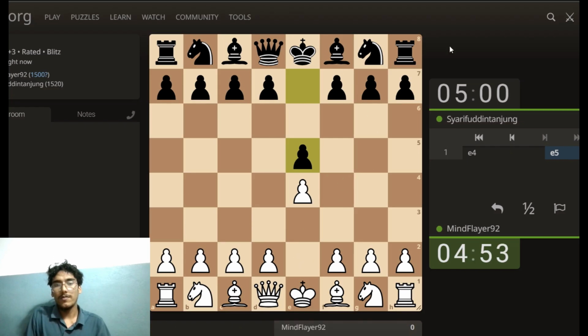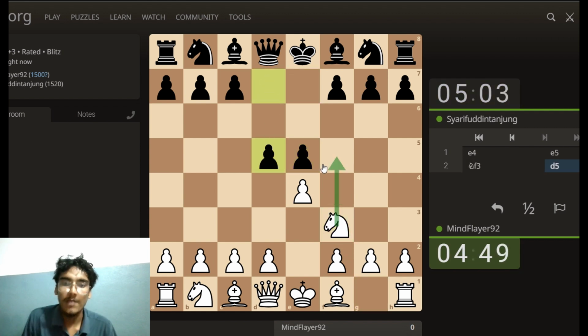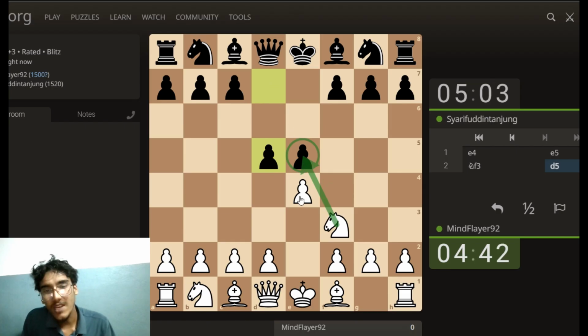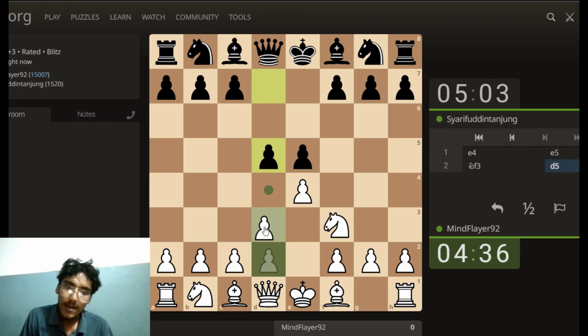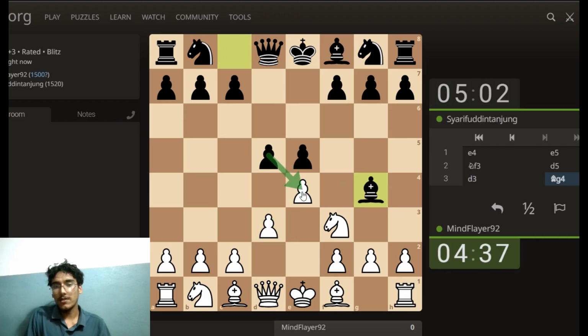Now the opponent plays e5. Now I will attack this with my knight because it can move in an L shape. So I will attack this one, but he attacks mine as well. So let me first defend this pawn of mine because it can support it this way. If he captures here, I can capture it here.